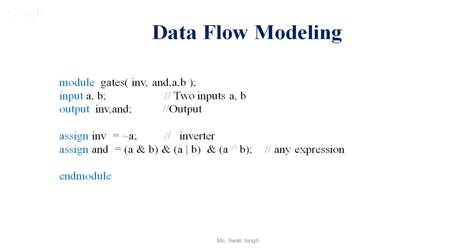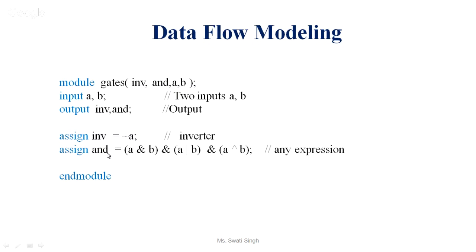In data flow level modeling, we use the assign operator, as we discussed in our first example. Suppose we take an example: write module name gate, INV for the inverter, and a comma b. Here I am declaring that a and b are the inputs, and INV and AND are the outputs. In data flow modeling, we use the assign operator. Assign means INV, the output, is equal to the negation of a. So the negation of a will go to the inverter.